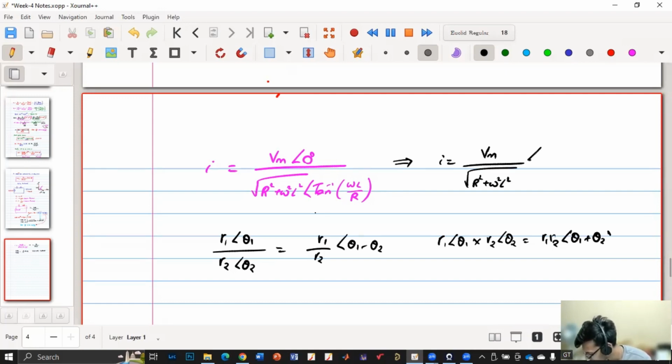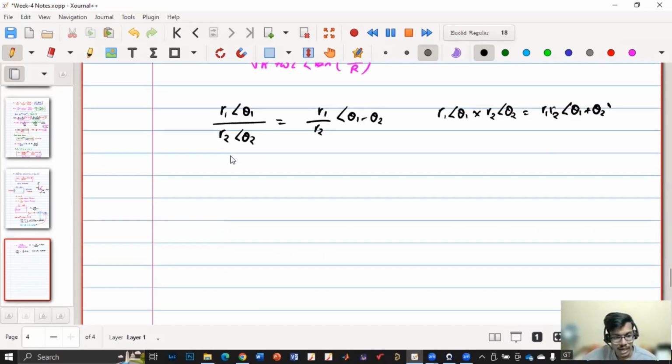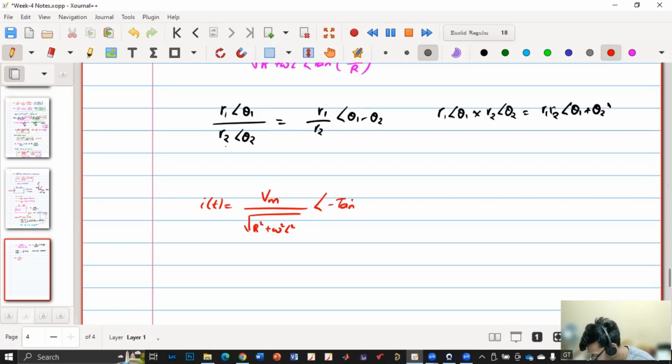Angle 0 minus this one will be minus tan inverse omega L by R. Okay, so again, I'll write that here, whatever I am getting. So I of t, I am getting Vm by square root of R square plus omega square L square, angle minus tan inverse omega L by R. And V of t, I have Vm sine omega t, or I can also write as Vm angle 0.